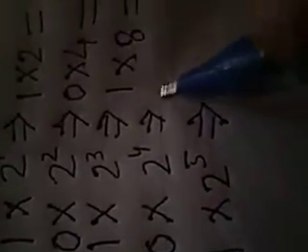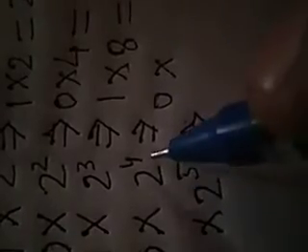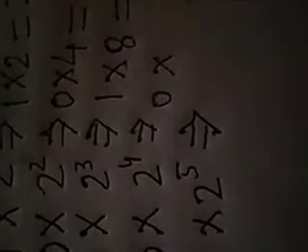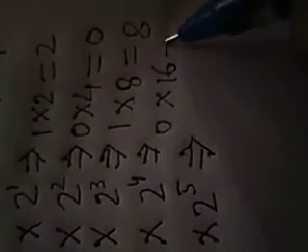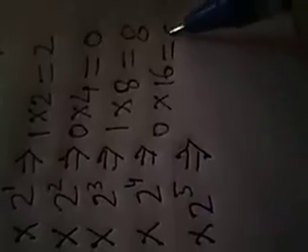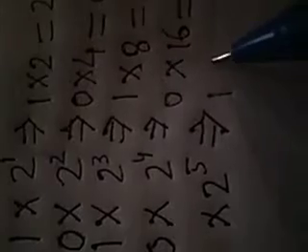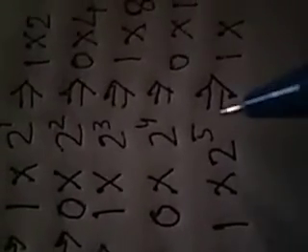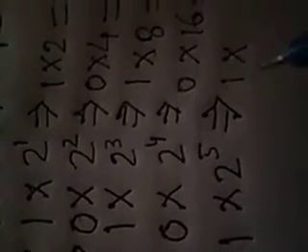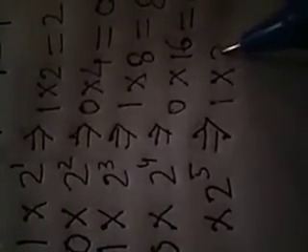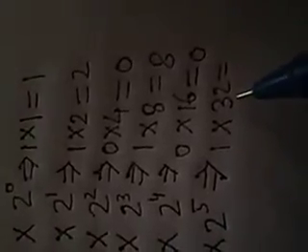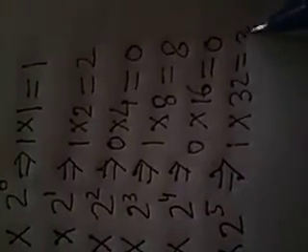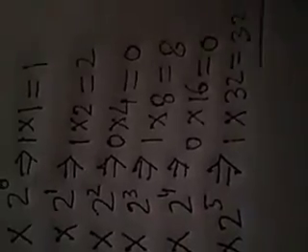Here 0 into 2 raised to the power 4, it means 2 into 2 into 2 into 2, which is 16, and 0 into 16 is equal to 0. Now here 1 into 2 raised to the power 5, it means 2 into 2 into 2 into 2 into 2, that is equal to 32, right? Then 32 times 1 is 32. Now add all this.